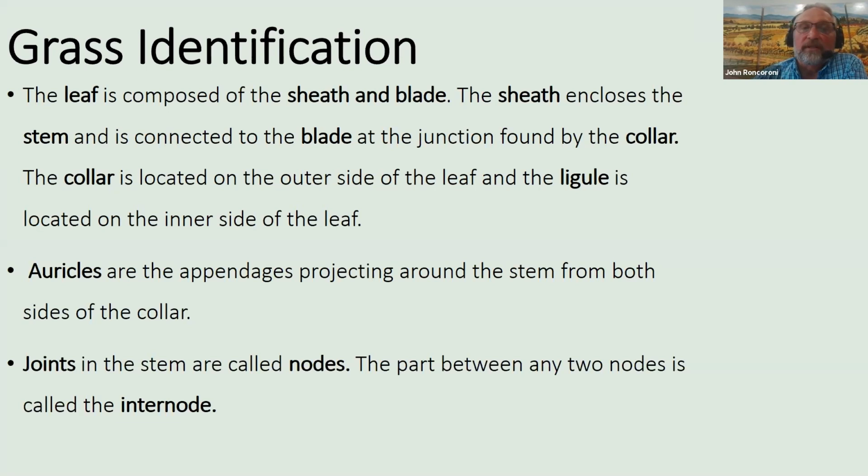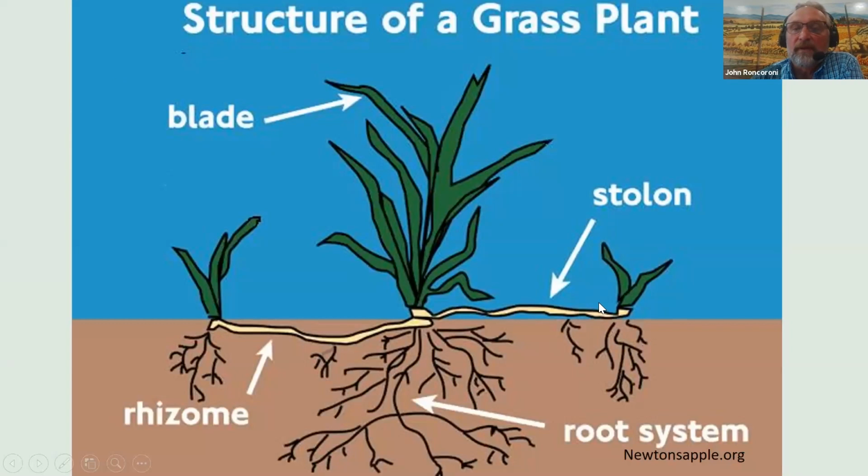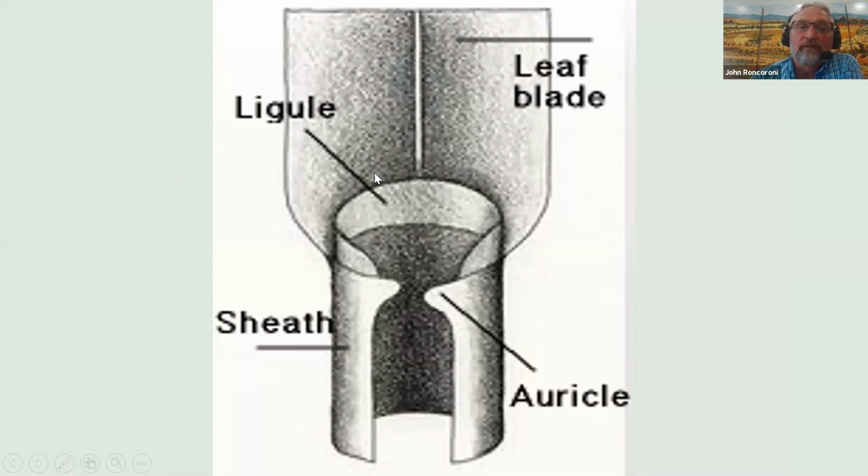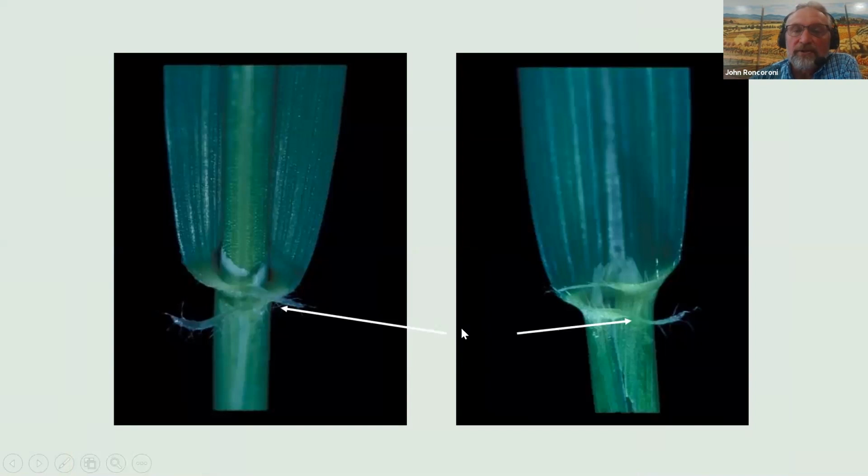Now you see here the parts of a plant: the blade, the stolons, the root system, and of course here, the rhizomes. Then we have here a pencil drawing of the ligule, the auricles here, the sheath, and then of course the leaf blade. So here are just pictures of auricles.